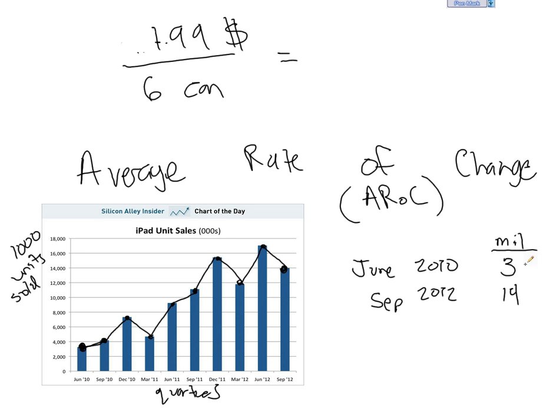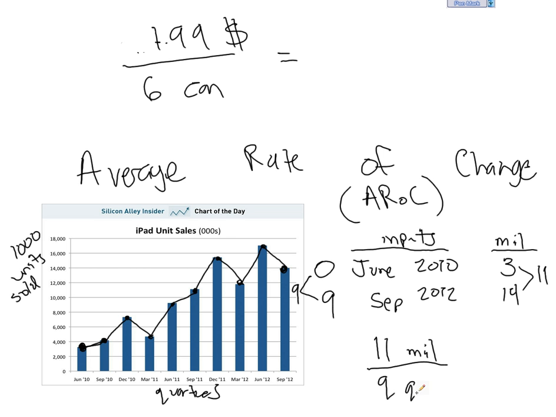So if we look at the rate of change, our inputs are in quarters. Let's call June 2010 quarter 0, and then September 2012 is 1, 2, 3, 4, 5, 6, 7, 8, 9 quarters later. So that's the 9th quarter that we're tracking. And what happened to our output? It went up by 11 million. Our input went up by 9 quarters. So our rate of change in this case was 11 million iPads per 9 quarters.